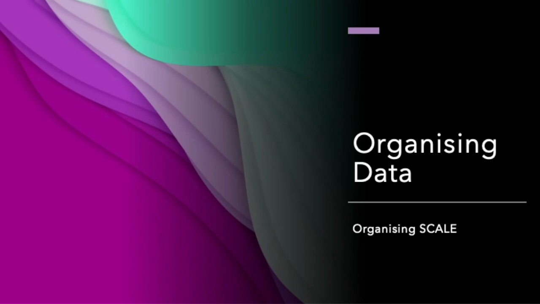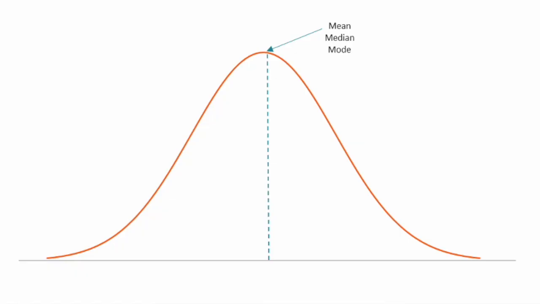This video is all about organising data, and today we're going to talk about how you can take a data set and organise the scale in order to reveal a trend. This is a bell curve. This is a really common thing that we can see in certain types of data, and as you can see, it's called a bell curve because it makes a big bell shape.